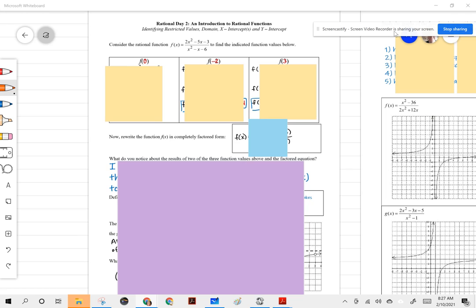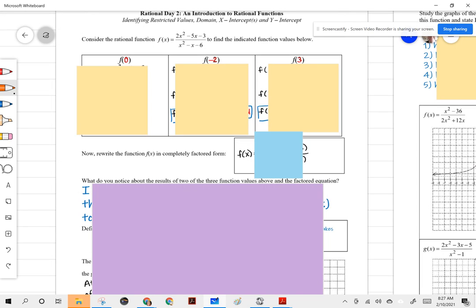All right, so I would like you to make sure that you're copying everything down exactly as I have it. And I'm also going to be asking you questions as we go along. So I would like you to evaluate the function at f of 0, f of negative 2, and f of 3.